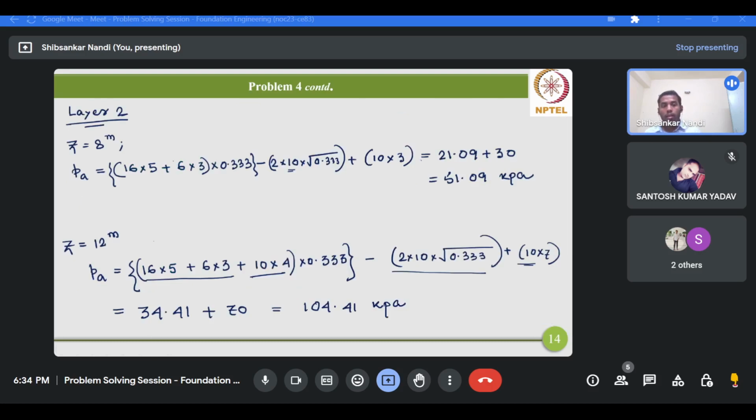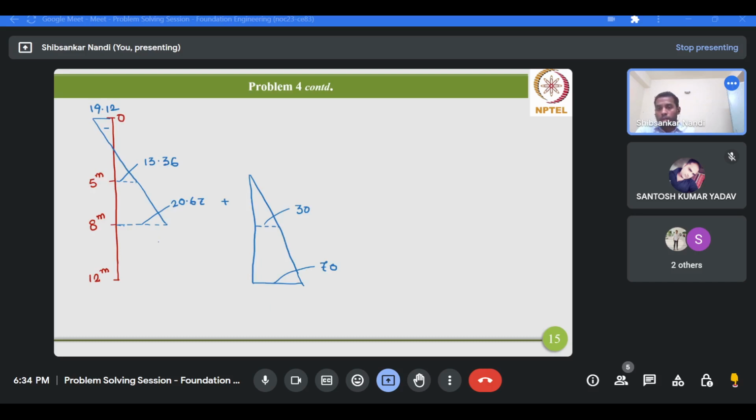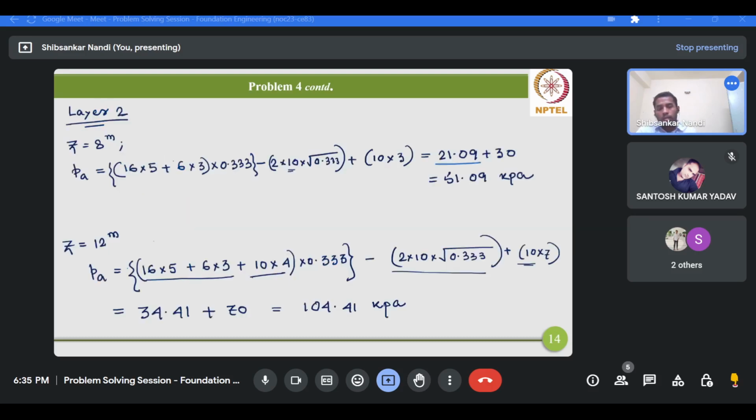Not lastly, because at the same interface we'll be having the pressure at 21.09 from layer 2, a slightly higher value. From the first layer this is 20.67, and from the second layer it is 21.09. And at the base we will be having 34.41.